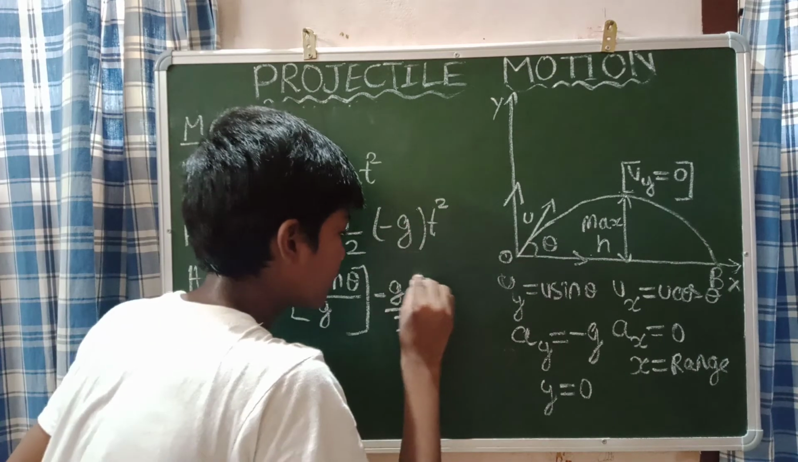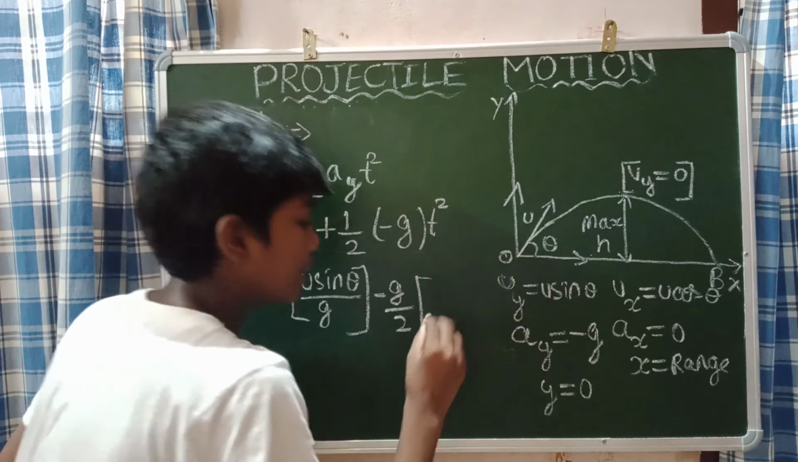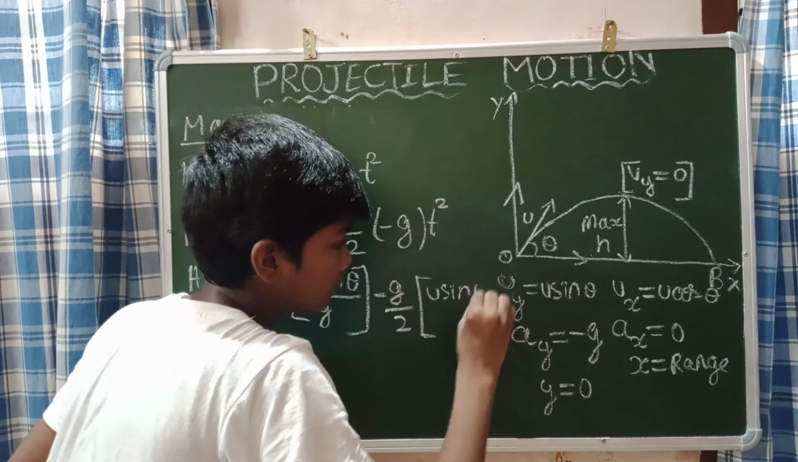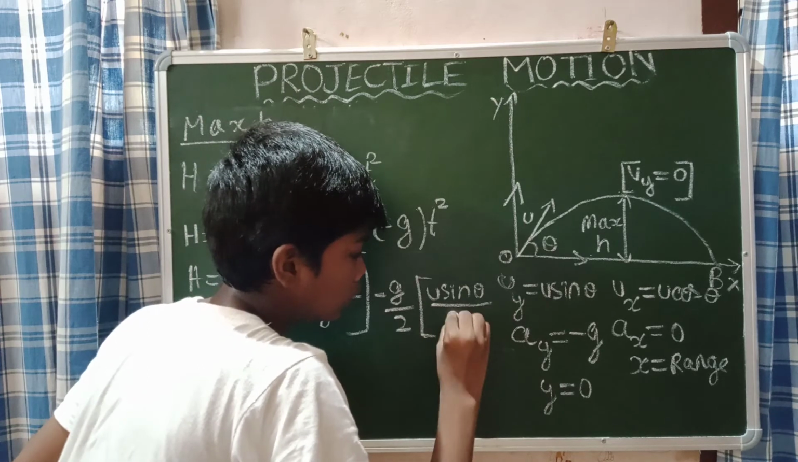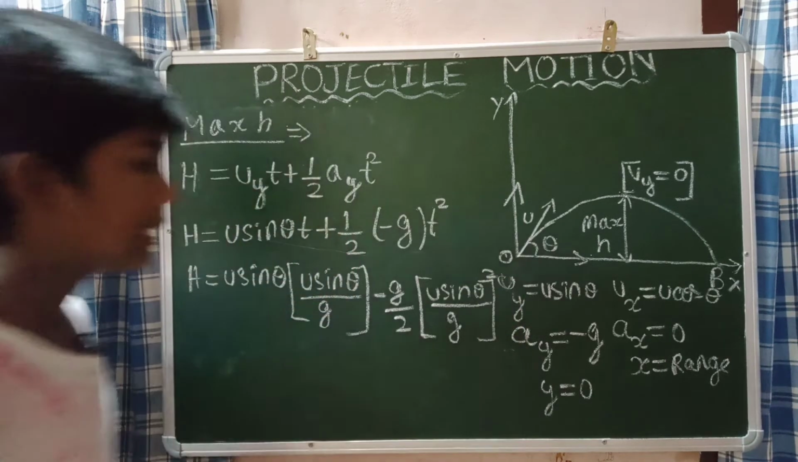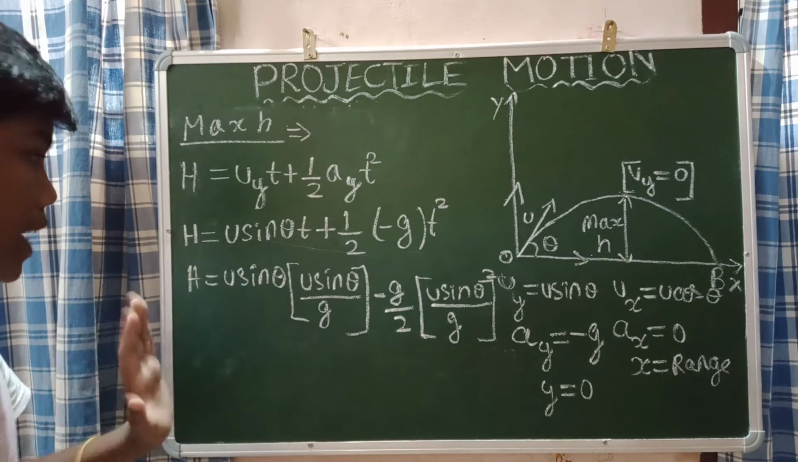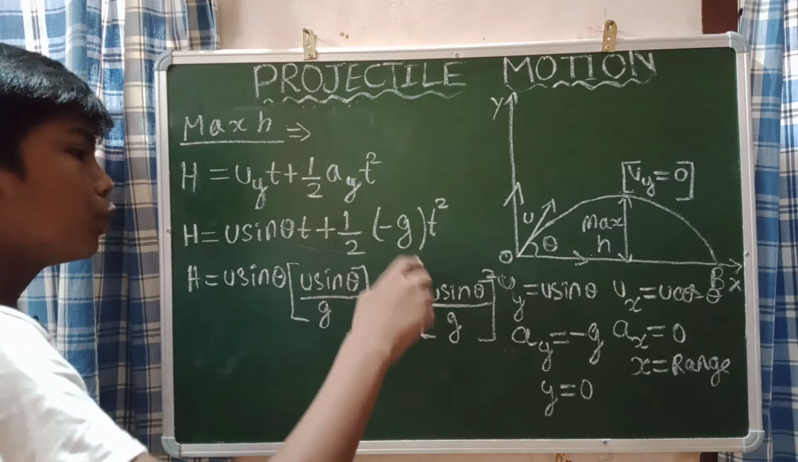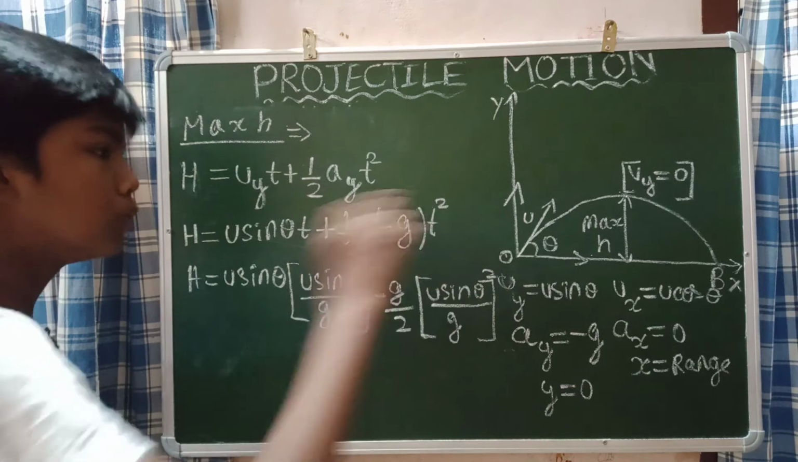What is the time taken to reach the maximum height? That is u sin theta divided by g. Since the time is squared, we take u sin theta divided by g whole square. This is how the equation becomes: u sin theta into u sin theta divided by g, minus g by 2 into u sin theta divided by g whole square, guys.